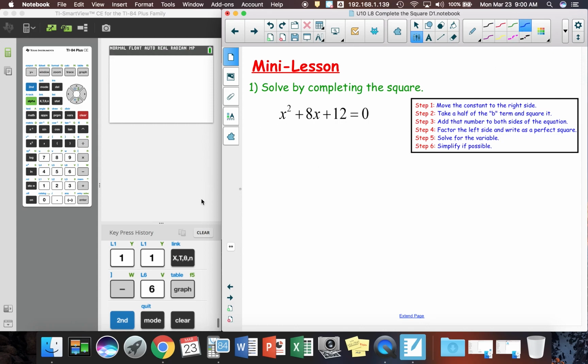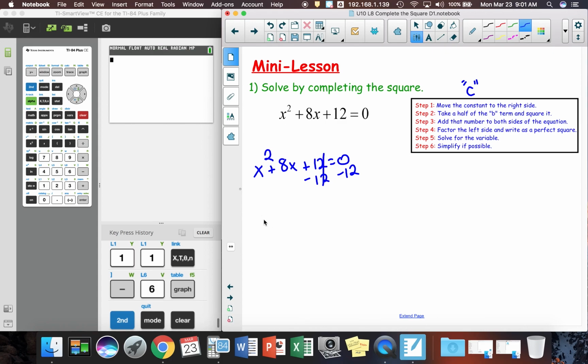So I'll start off by rewriting this equation. We have x squared plus 8x plus 12 equals 0. So my first step says move the constant to the right side. Remember, constant, that's just a number by itself, or our c value. Okay? So we're going to take our c value, which is 12, and move it over to the right side. I subtract 12, subtract 12.